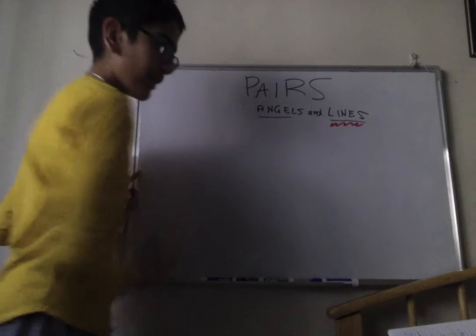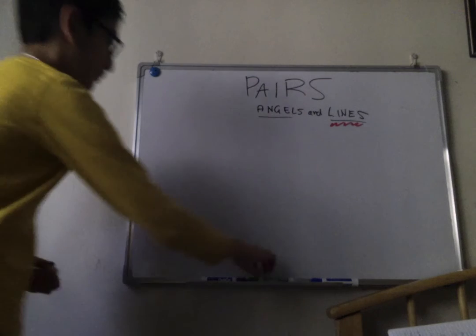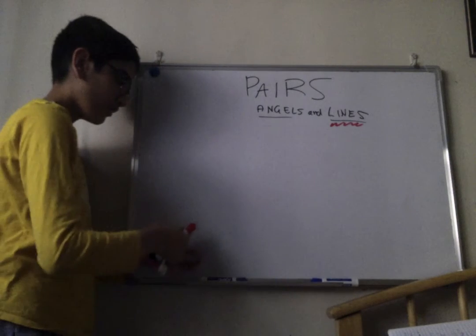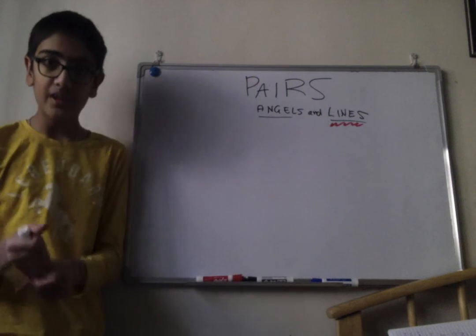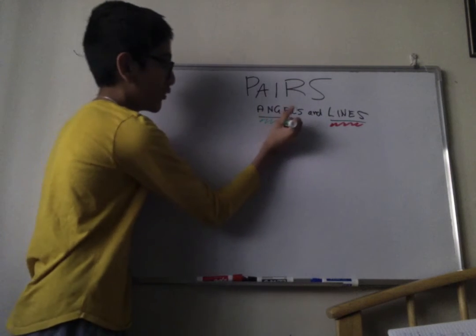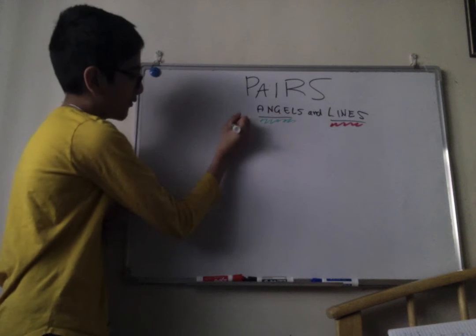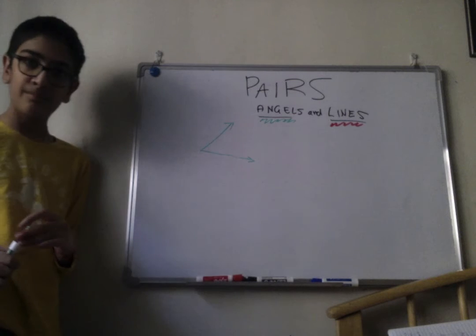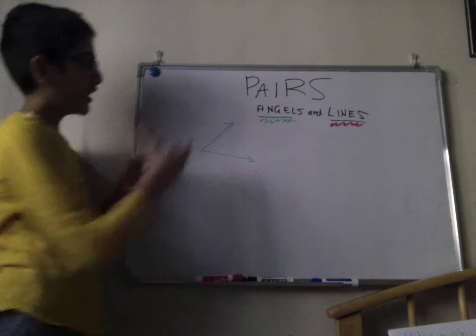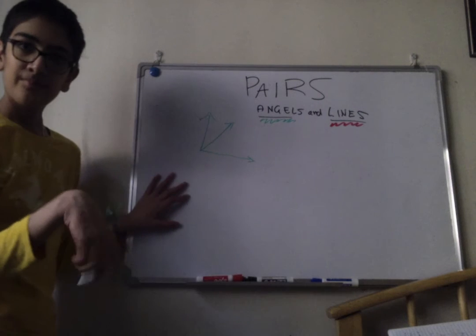Now we're going to talk about pairs of angles. Let's get some marker out. Put these away. So pairs of angles. So we have our angle here. So what would the pairs look like? Pairs that touch and pairs that do not touch.